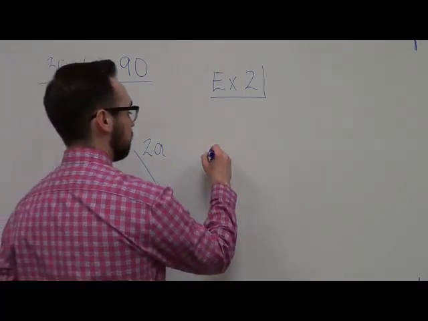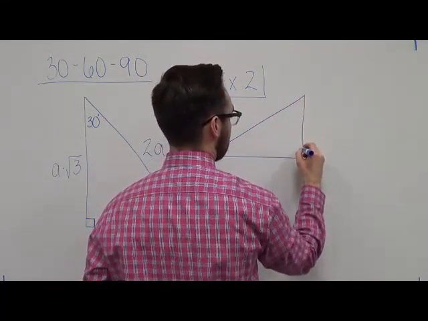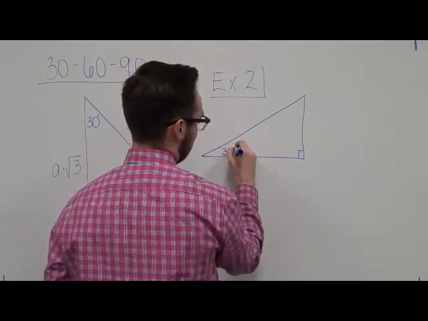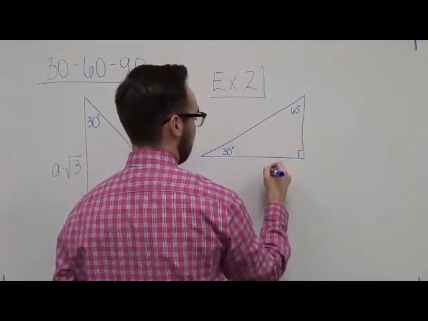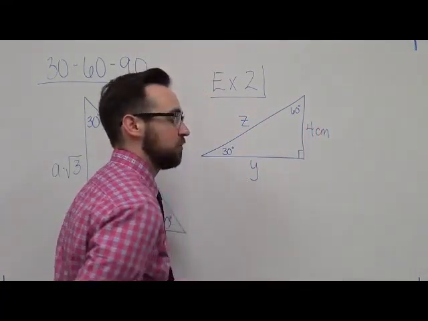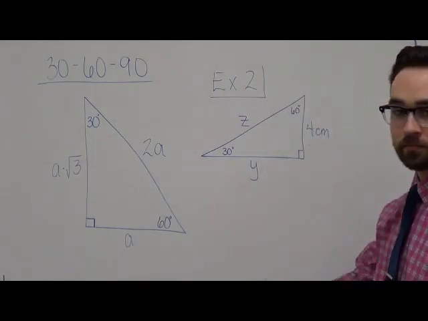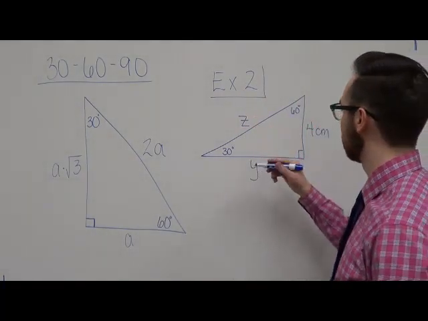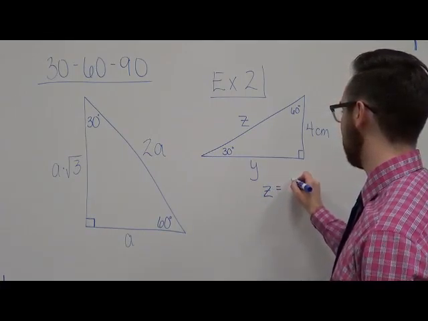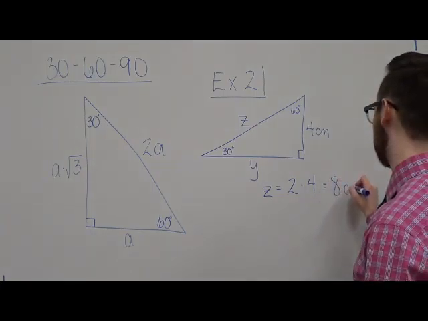So if I give you a triangle, if 30 degrees is here, 60 degrees is here, this is y, this is z, this is 4 centimeters. 30, 60, 90. The one opposite the 30 is your base, that's your smallest. So how do I go from the smallest to the hypotenuse? Z is simply going to be 2 times this length, which is 4, so that's going to be 8 centimeters.